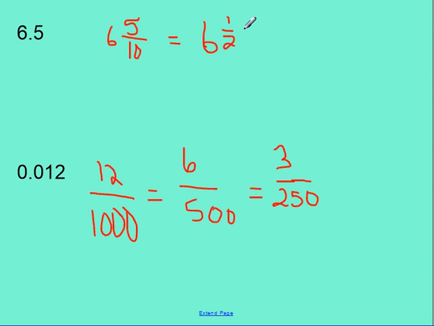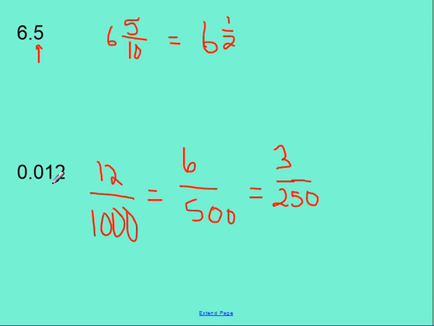Okay, here are my answers. For the first one, you should have gotten 6.5. You took your decimal part, 5, put it over 10 because 5 is in the tenths place. And I get 6 and 5/10, which simplifies to 6.5.